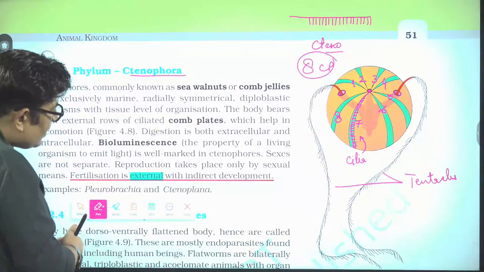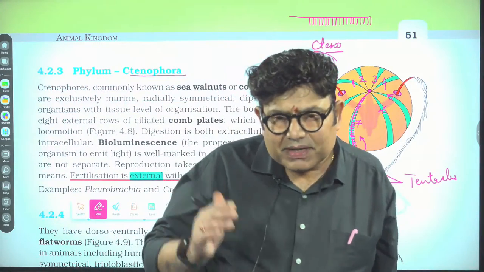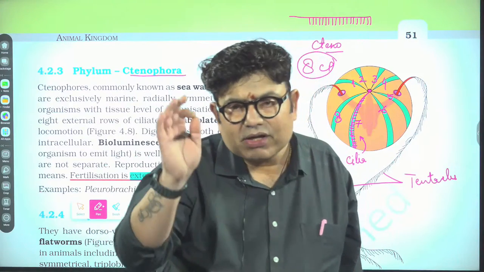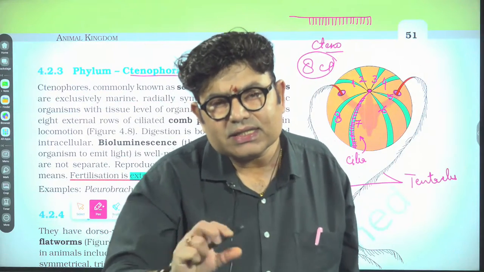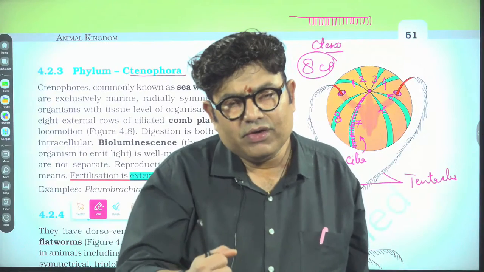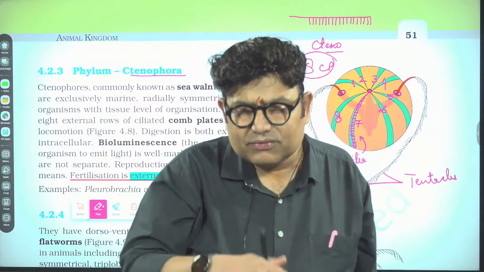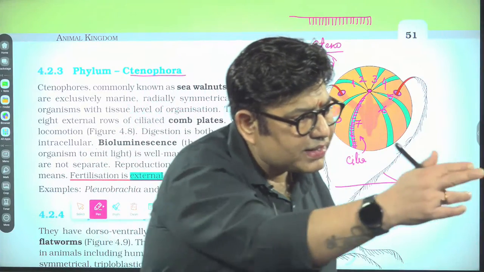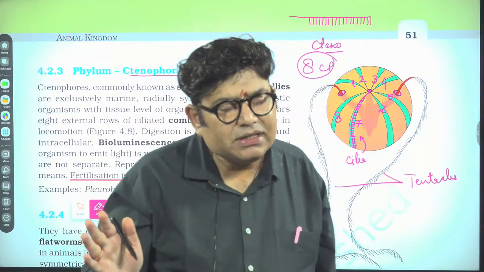And what is present in Ctenophora but absent in Cnidaria? Very good, bioluminescence. Bioluminescence is also present in Cnidaria, but only in one or two, like the moon jellyfish. But most Ctenophores show well-marked bioluminescence. Out of 51%, and here, 1 out of 10. So obviously we can say bioluminescence is very common in Ctenophora. Any other thing? Yes, Gayatri, you are absolutely right: comb plates are present in Ctenophora but absent in Cnidaria.